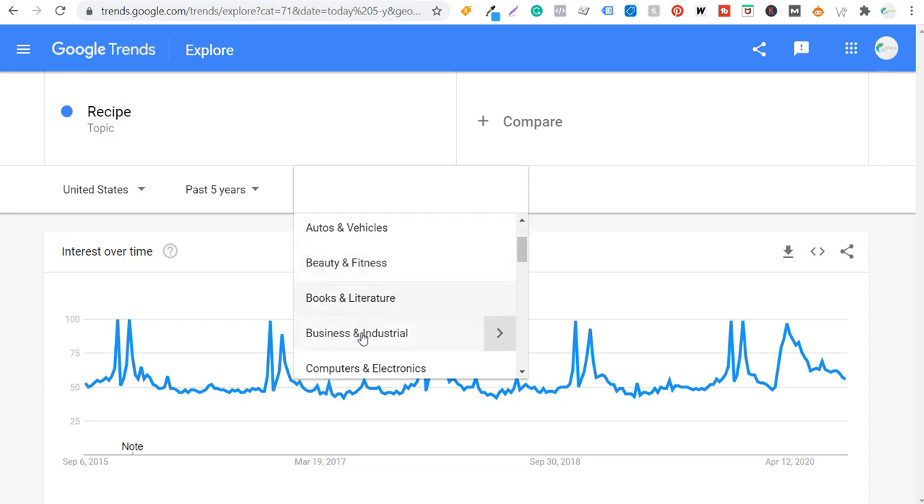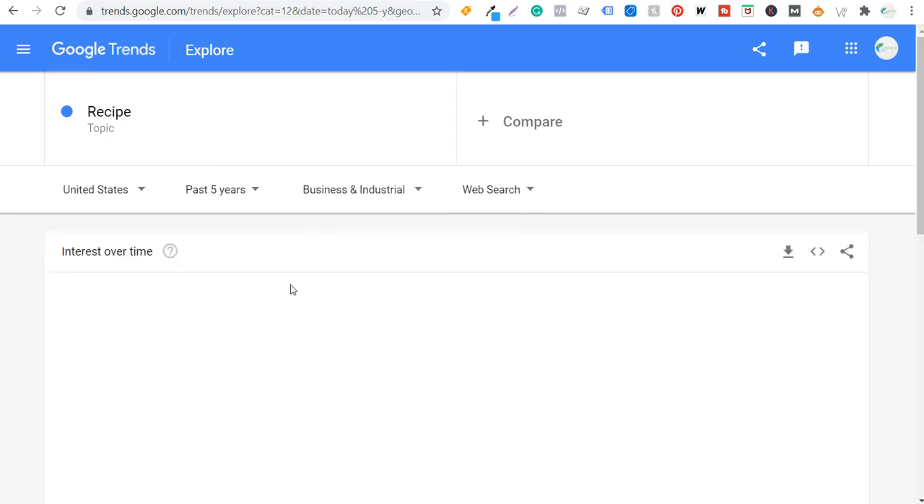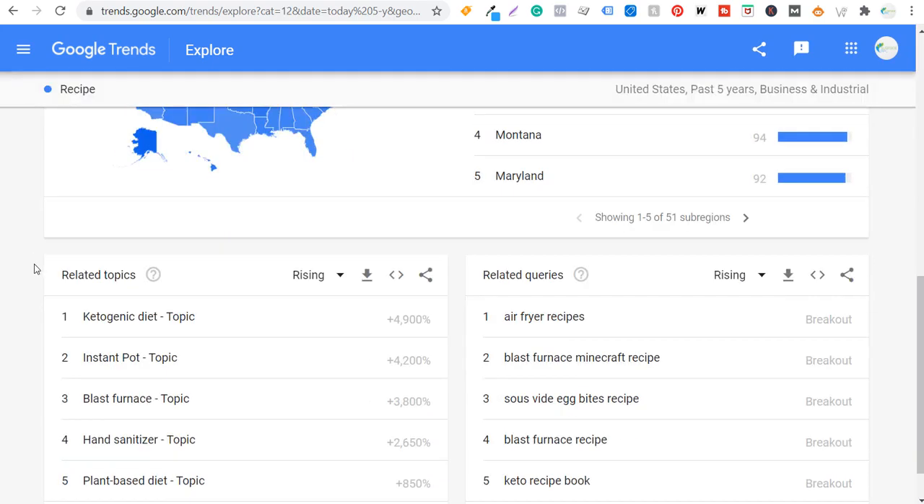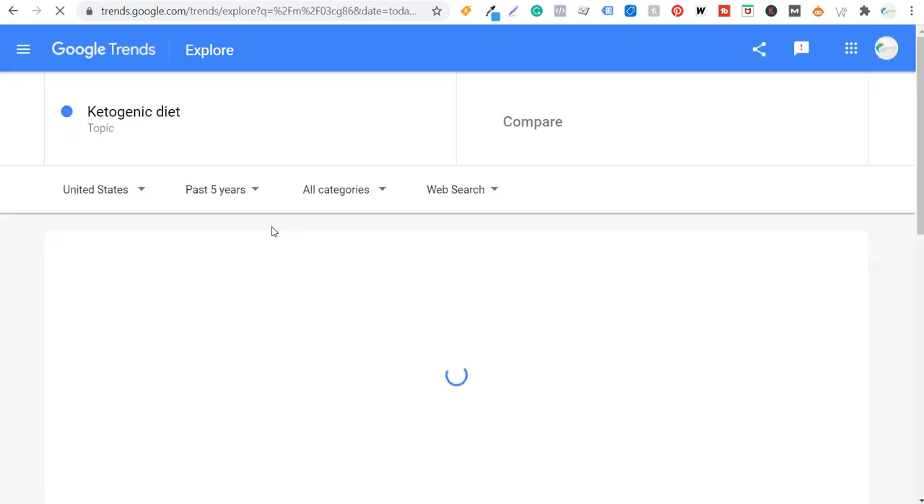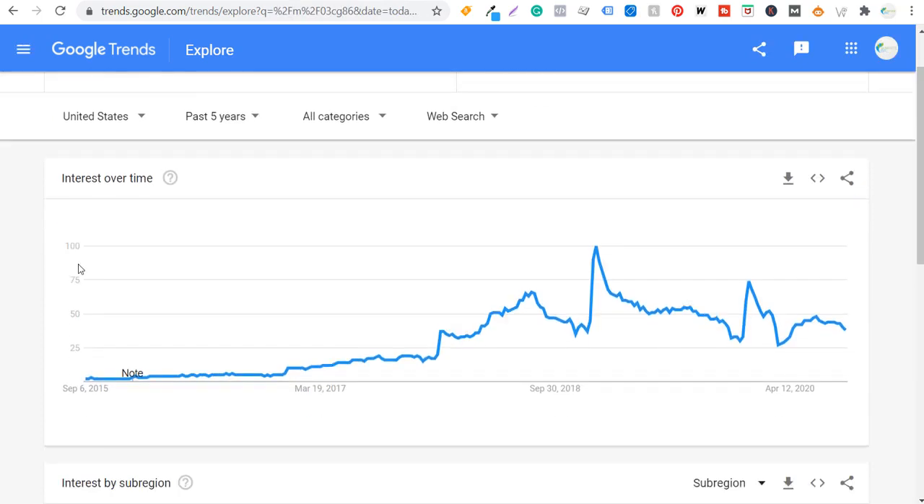Now, one thing I want to do real quick is, if we go to business and industrial again, we're looking at the past 5 years. We'll scroll down. So, ketogenic diet. Let's click on this and look at the overall interest over time. So, past 5 years, you can see there was barely any interest at all. And then it looks like it peaks right here, maybe right around the end of 2018 or beginning of 2019.